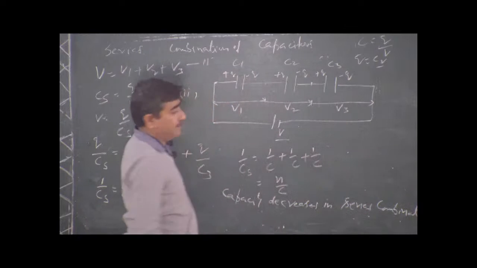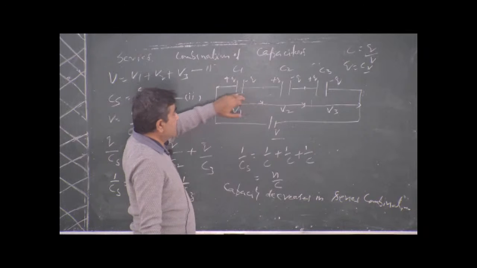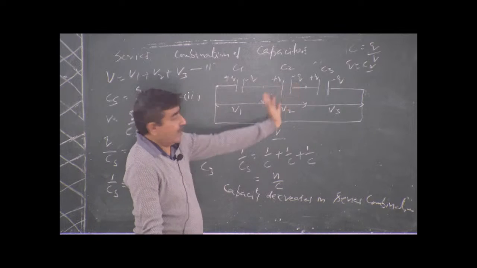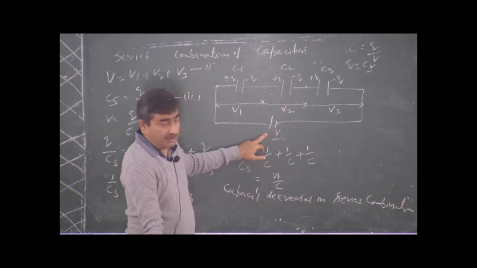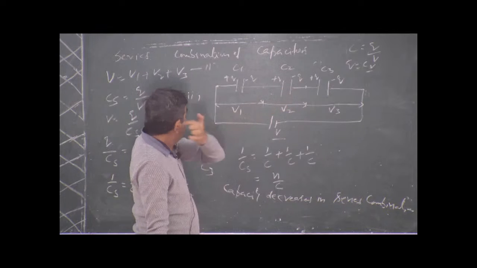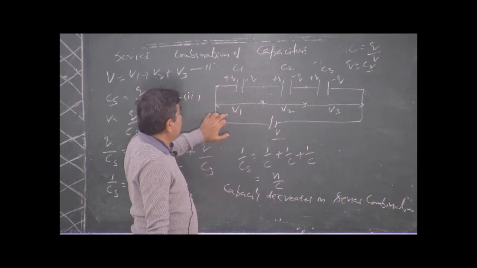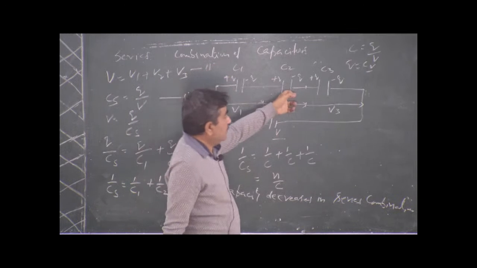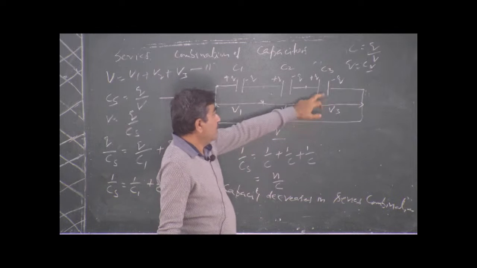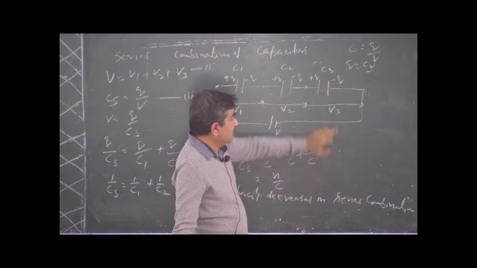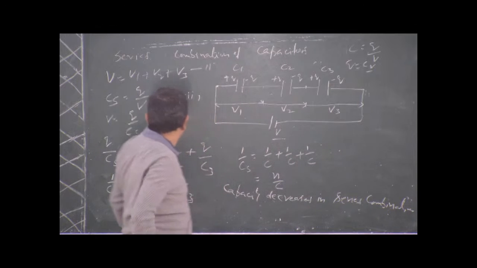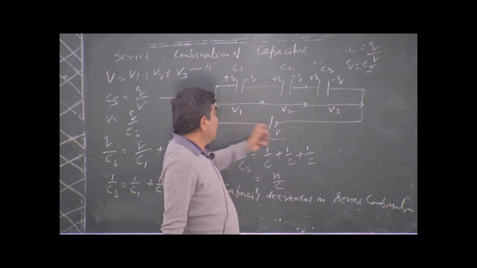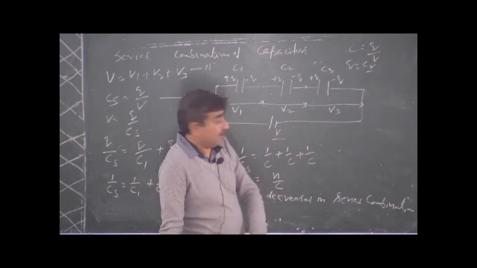Let us see once again, we have 3 capacitors C1, C2, C3 connected end to end as shown, and a potential of V volt is applied to them. Then the potential across capacitor C1 is V1, across C2 is V2, and across C3 is V3. The total potential of the combination will be equal to V1 plus V2 plus V3.